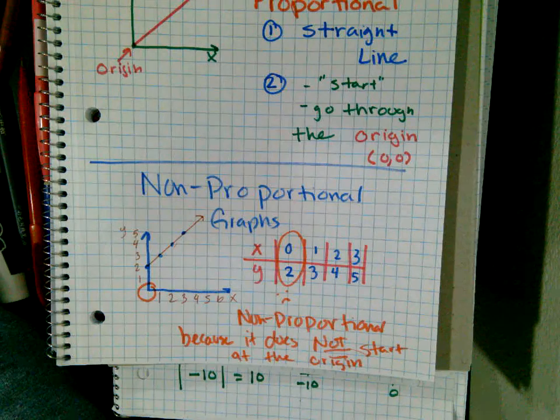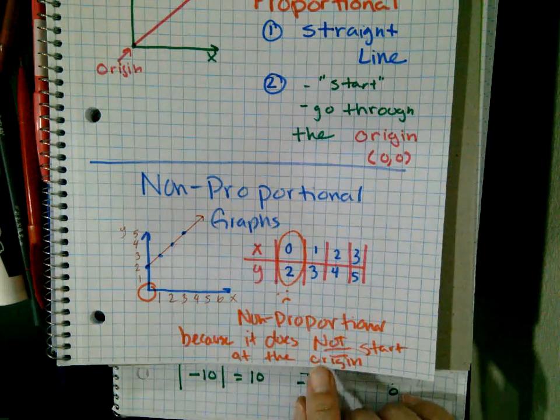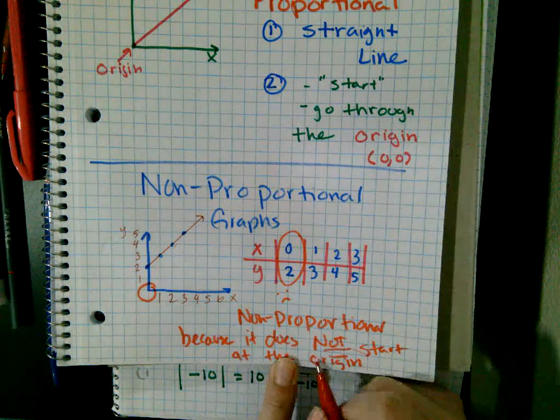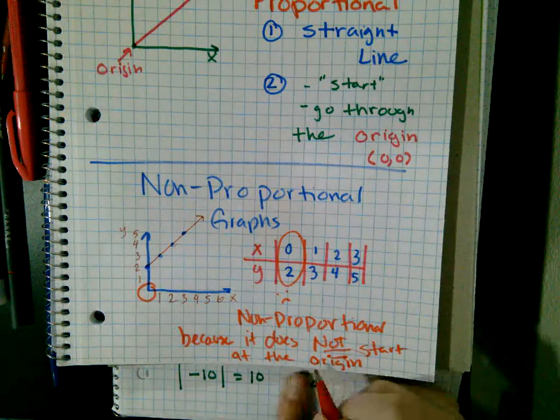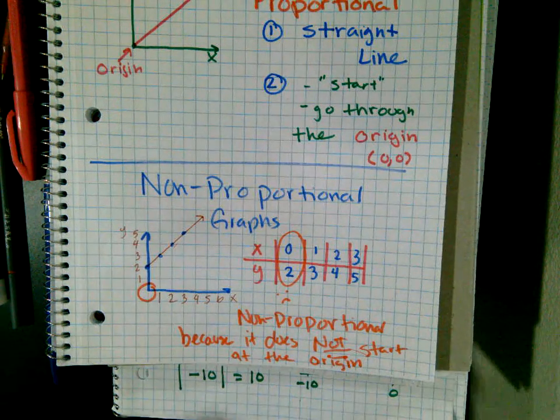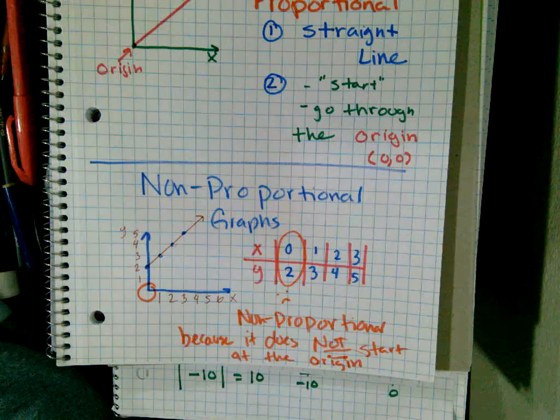All right. Miss O'Malley, what's that word you wrote on the bottom? Starts with a C. Origin? Oh, yeah. Origin. And the origin is 0, 0.